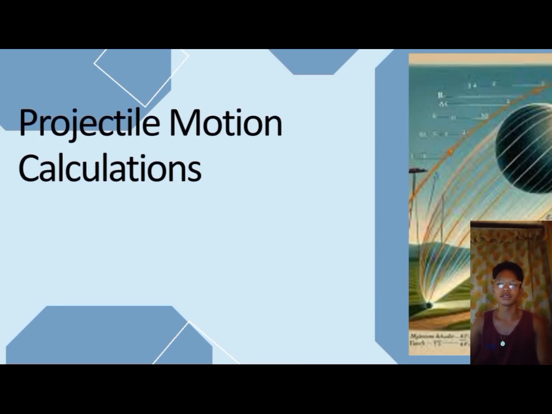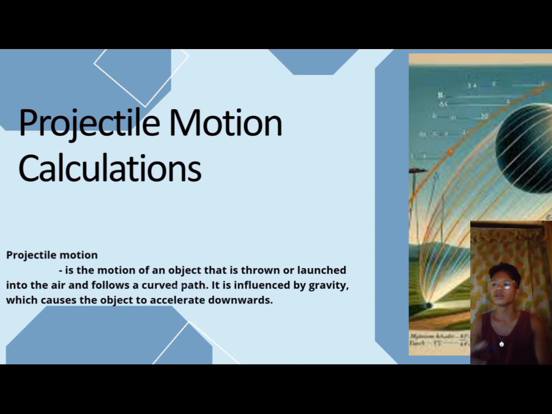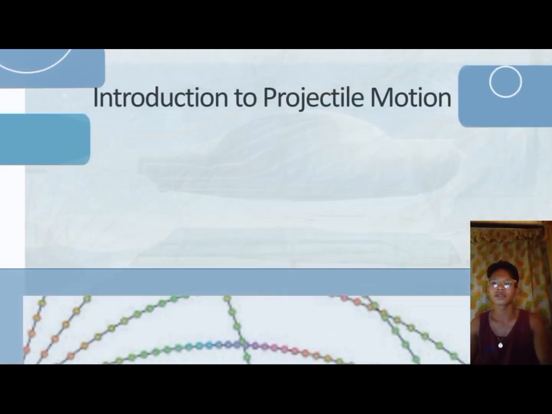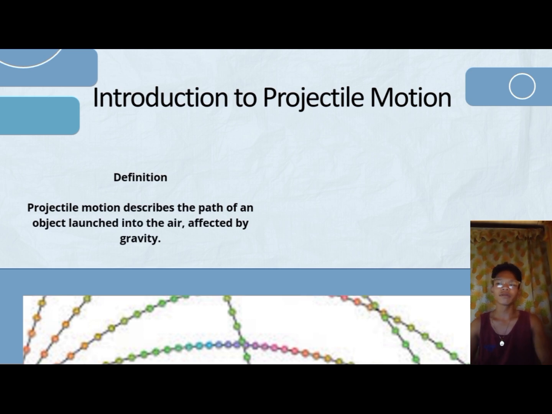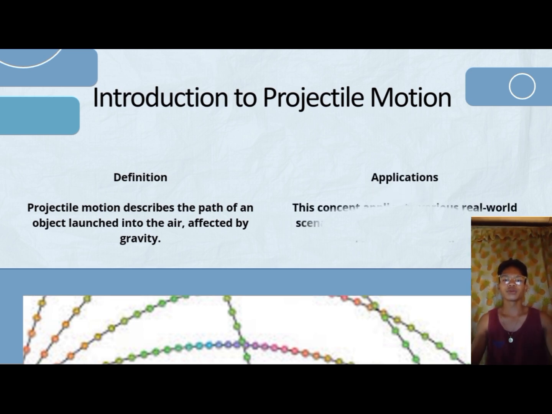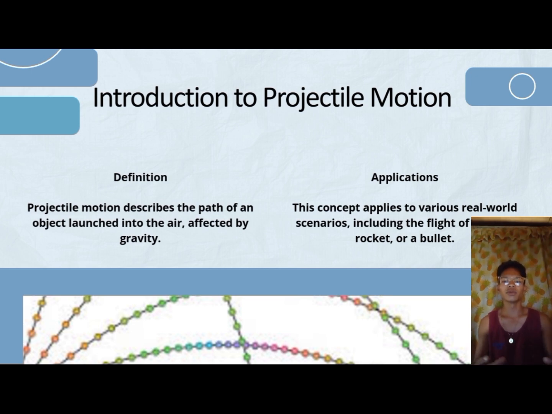Projectile motion calculations. Projectile motion is the motion of an object that is thrown or launched into the air and follows a curved path. It is influenced by gravity, which causes the object to accelerate downwards. Introduction of projectile motion. Projectile motion describes the path of an object launched into the air, affected by gravity. It applies to various real-world scenarios, including the flight of a ball, a rocket, or a bullet.